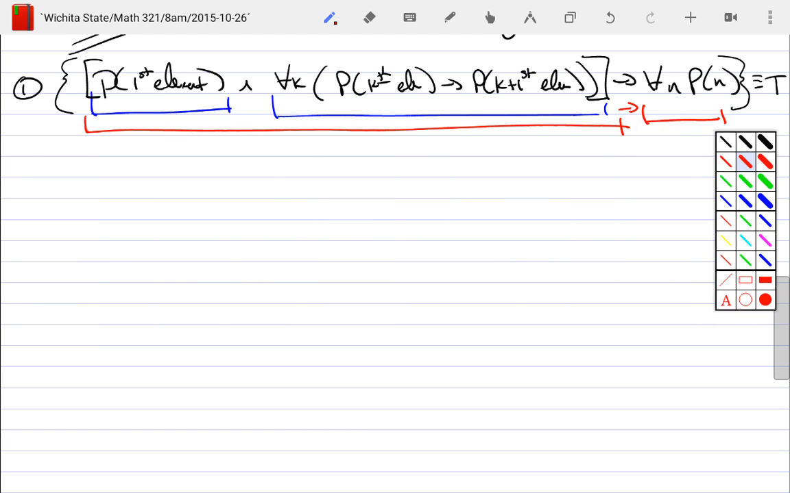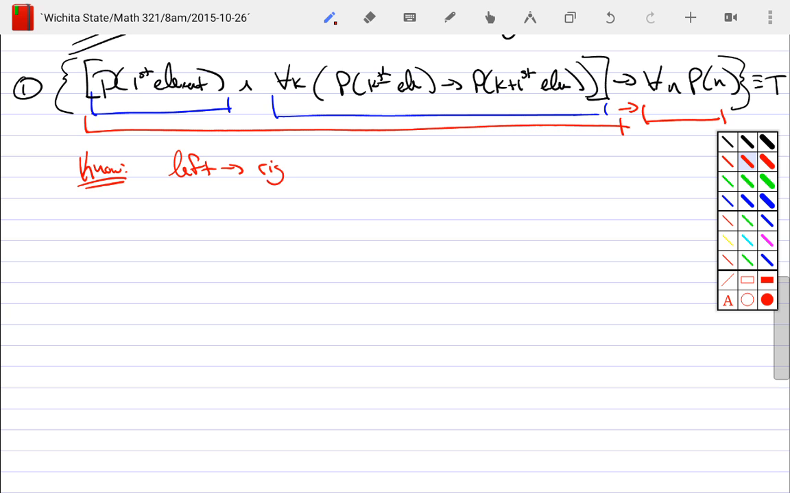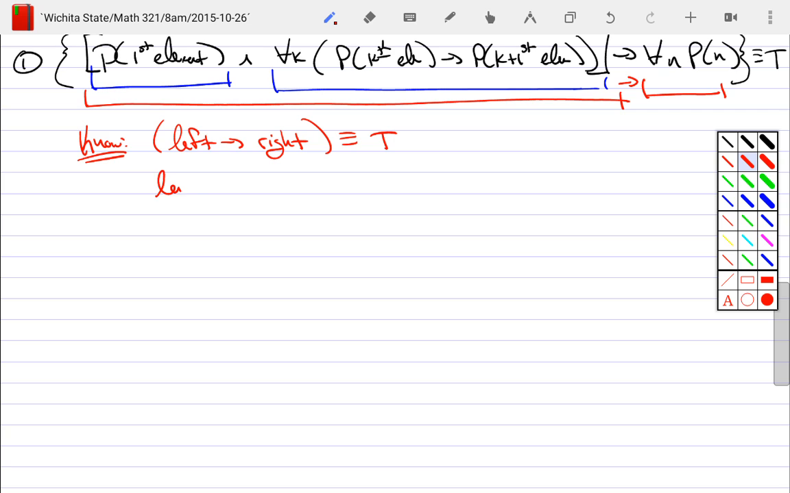Well, if I have a large implication, right, if we know that left implies right is simply always true, what does that tell us? That tells you that the left could be true or it could be false. The right side could be true or it could be false.